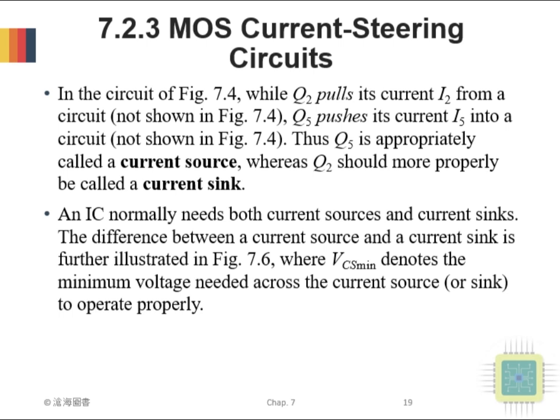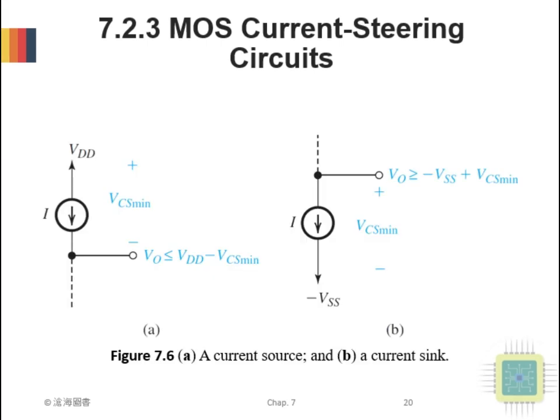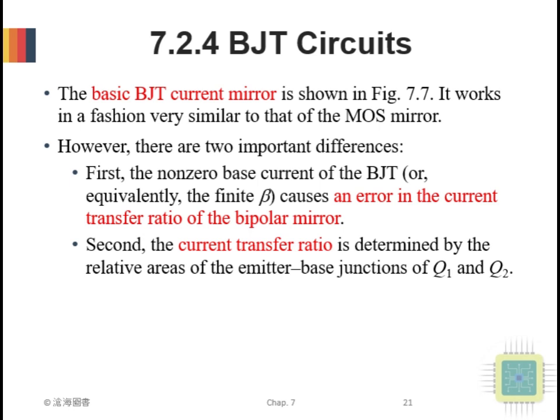The difference between a current source and a current sink is further illustrated in Figure 7.6, where V_CS,min denotes the minimum voltage needed across the current source, or sink, to operate properly. Figure 7.6, where A shows a current source, and B shows a current sink. The basic BJT current mirror is shown in Figure 7.7.